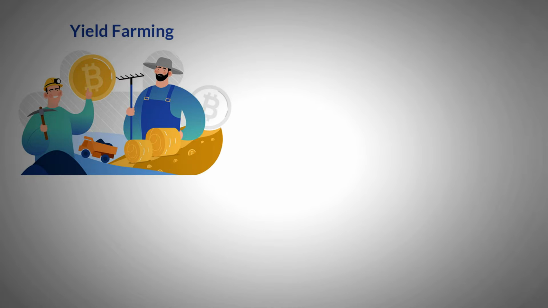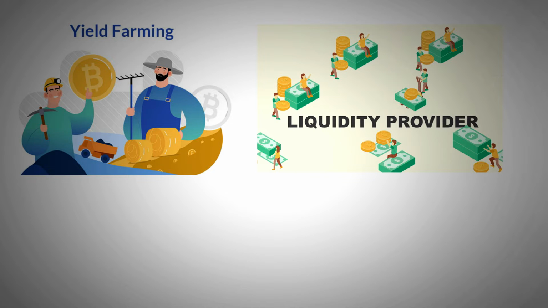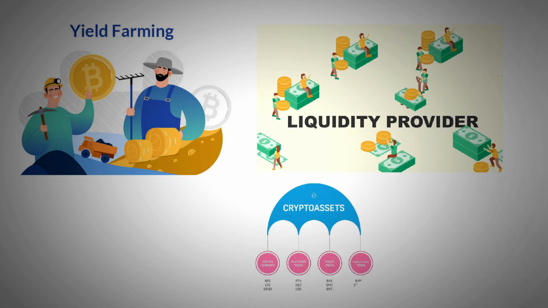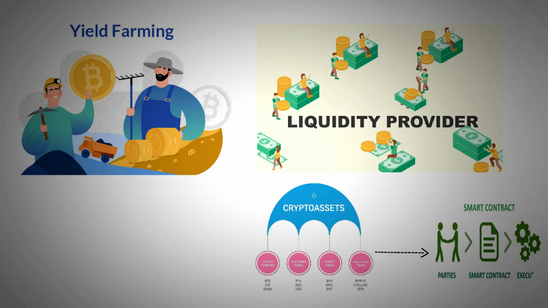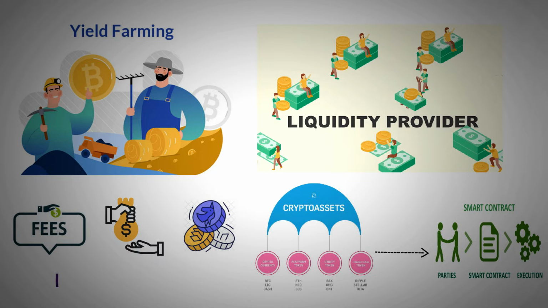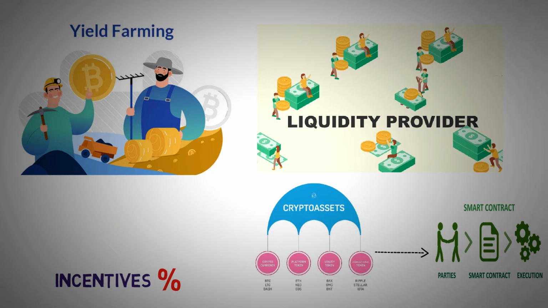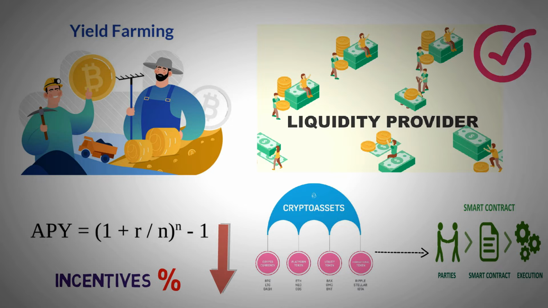So it's important to note that yield farming methods require liquidity providers, or LPs, that stake or tie up their own crypto assets in smart contracts. Fees, interest from lenders, or a governance token may all be used as incentives. As a percentage, these returns are referred to as annual percentage yield, or APY. The value of the returns provided decreases as more investors contribute to the liquidity pool.